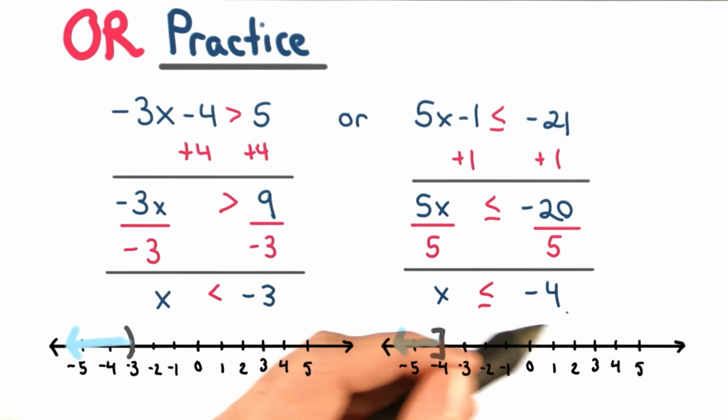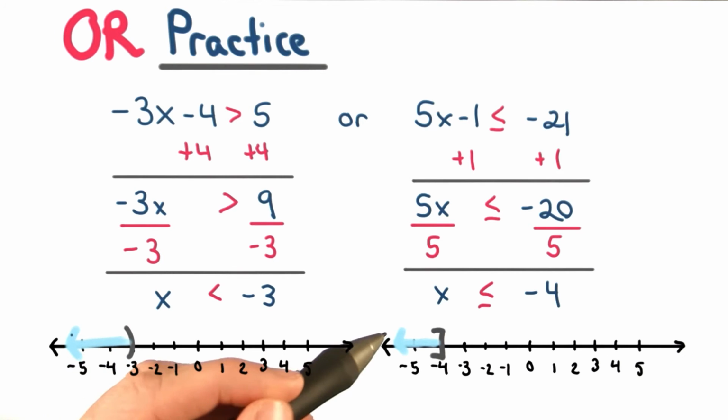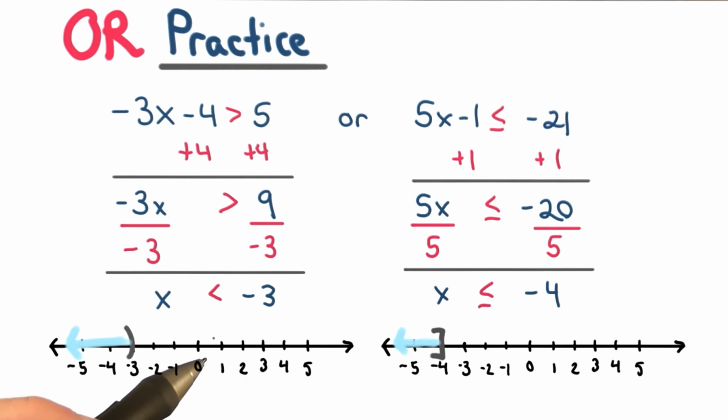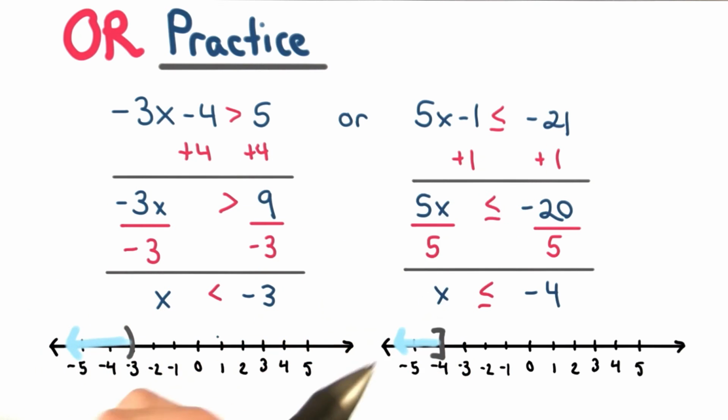We can graph these solutions on a number line. X could be any value less than negative 3 here, or x could be any value less than or equal to negative 4 here. But remember, we want x values for either this inequality or this inequality. Let's see these number lines stacked on top of each other to decide.